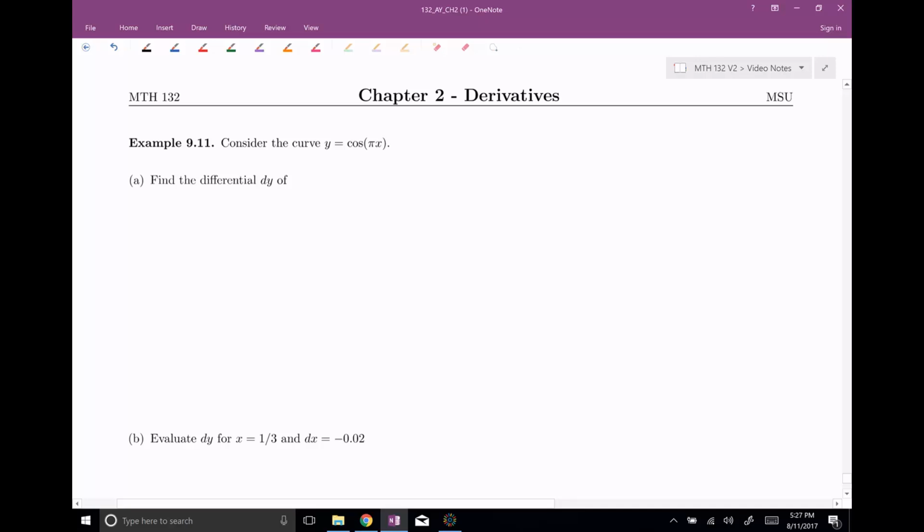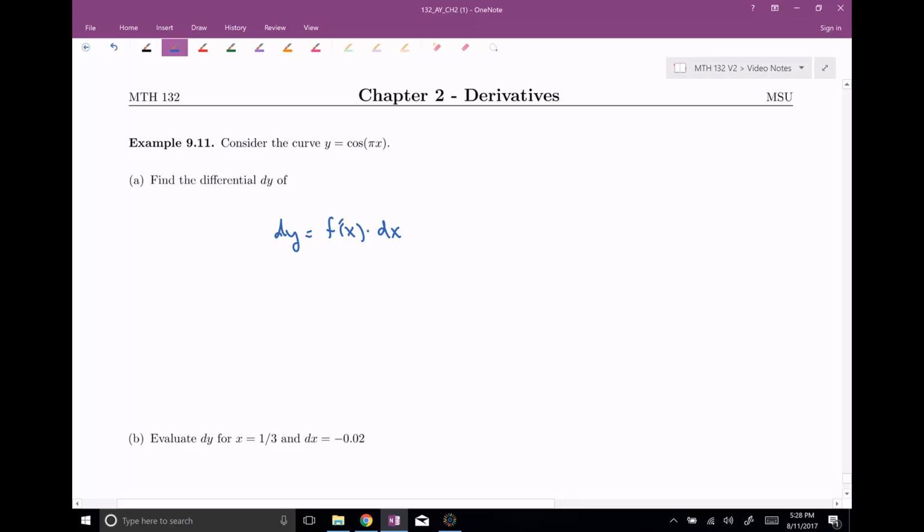So here's my curve y equals cosine of pi x, and I would like to be able to, first of all, find the differential dy for this curve. And so remember, our differential dy was equal to f prime, and if we're just leaving it in terms of a formula, this is going to be f prime of x times dx. And then remember, we're going to plug in a here later on when we actually start evaluating stuff.